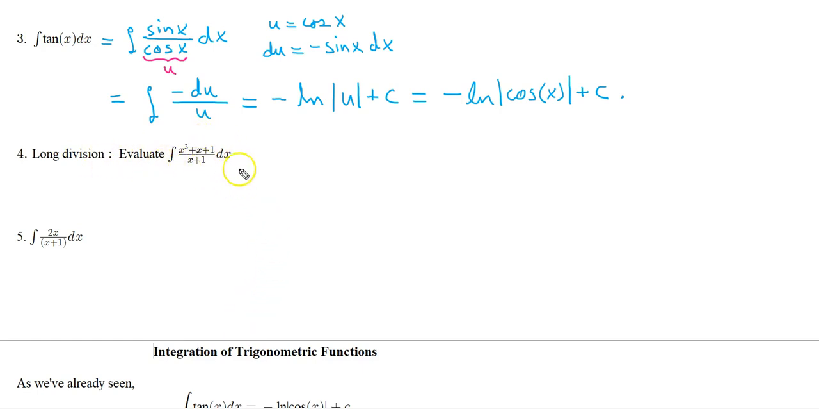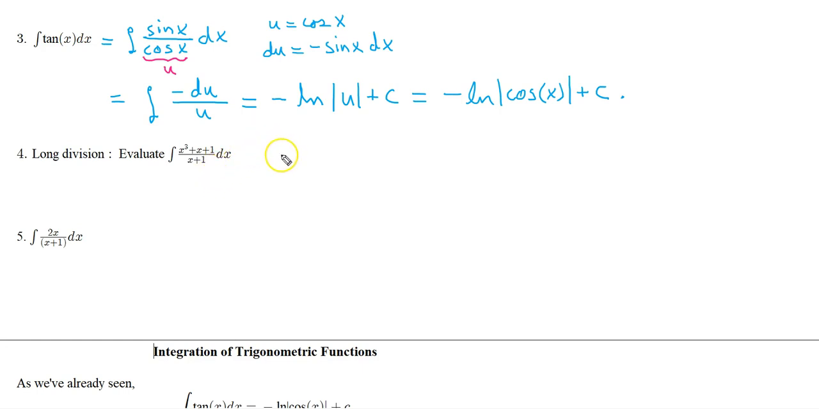Now here's one that involves long division. So we want to evaluate the antiderivative of x cubed plus x plus 1 over x plus 1. Now as it sits here, the numerator is a polynomial of degree 3 and the denominator is a polynomial of degree 1. Now normally it's best to have the highest degree polynomial in the bottom instead of the top. So what we're going to do is perform long division on this one, and you'll see how it works out.